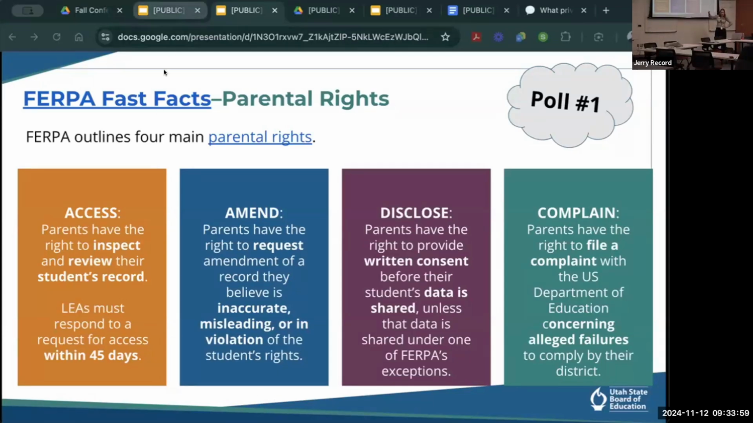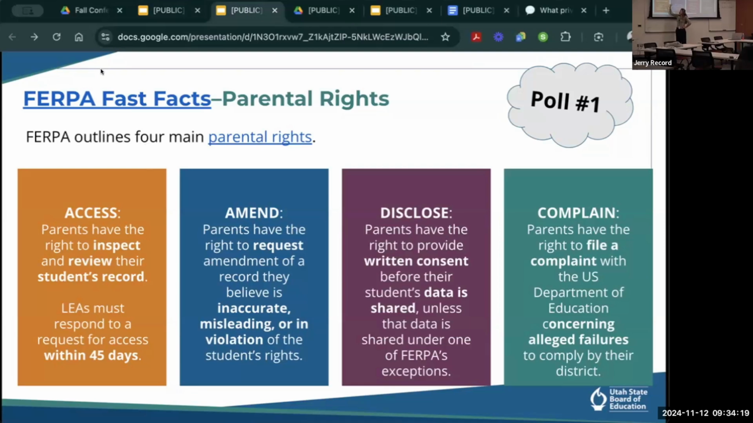Sometimes people think it's the federal education rights. It's family. So even we might not think about this, but first and foremost, FERPA is an access law, and it's all focused on parents having access to their kids' records. So there are 4 rights that are granted to parents under FERPA.